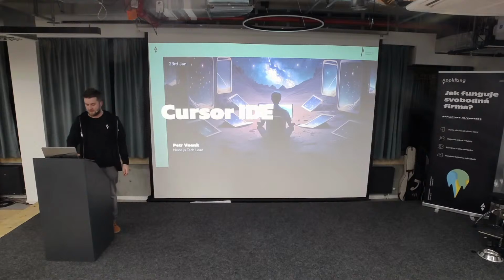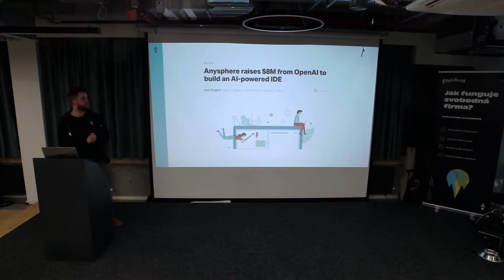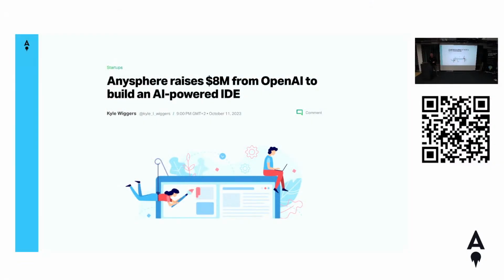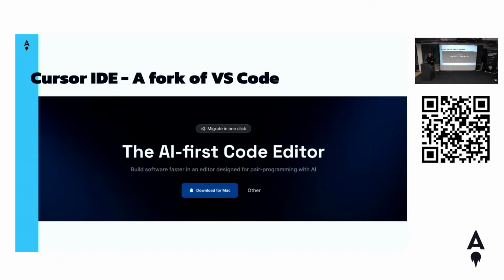So, I will just go through what it is. It's a relatively new product, and they just recently raised $8 million of funding from OpenAI themselves to build an AI-powered IDE. And the interesting thing about it is that it's actually just a fork of VS Code, but it's made to be AI first. What this means is that basically everything that you're used to from VS Code is in there. It's basically VS Code, just with AI more tightly integrated into it.